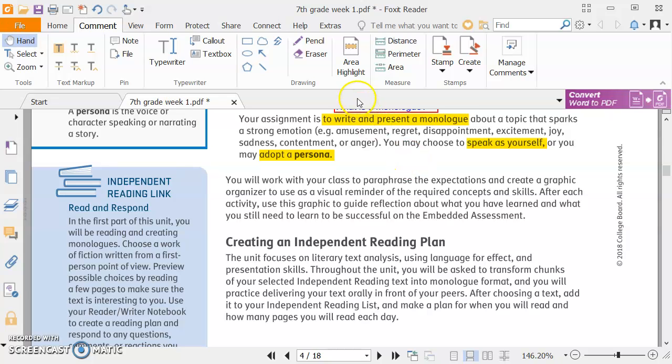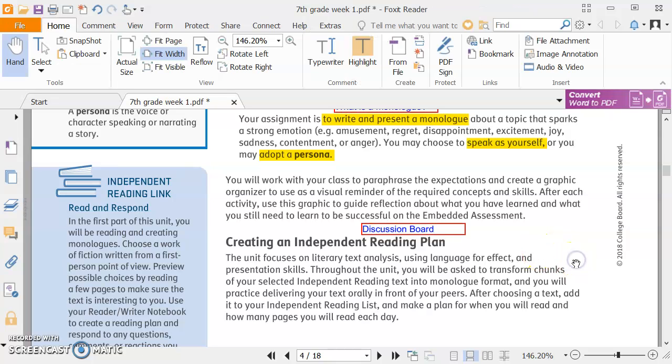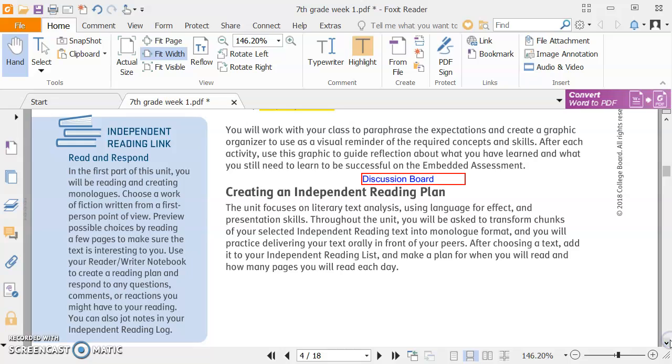So in this section, we're going to be using the discussion board. And I'm going to just write that underneath here so that you remember. Discussion board. So, after this video is done and you are finished with everything else, you'll go forward to the discussion board to do this part. Creating an independent reading plan.